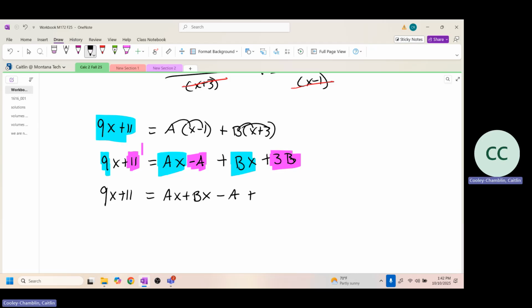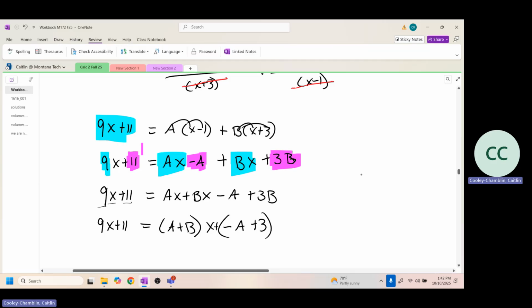Minus a plus 3b. So I have it in this kind of form, but I want something in front of an x, and I've got 2 x's here, and then just a constant. So I'm going to rewrite this one more time. 9x plus 11 equals a plus b x minus a plus 3b. And that's kind of together. I'm just going to put plus there. Okay. So now I can set up my systems of equations.